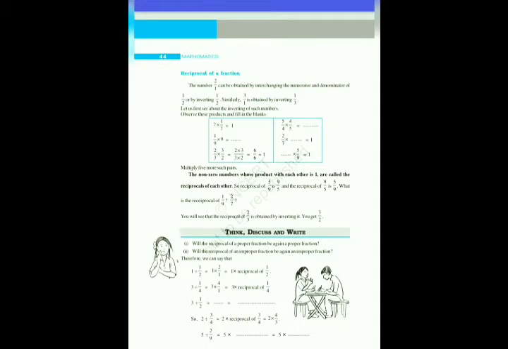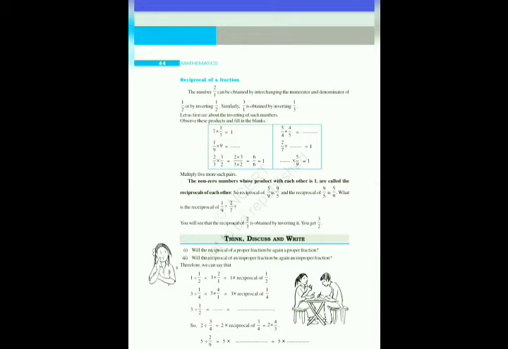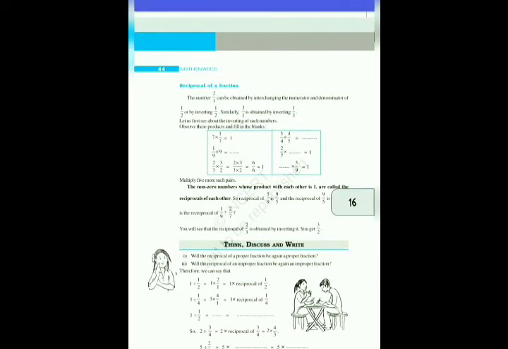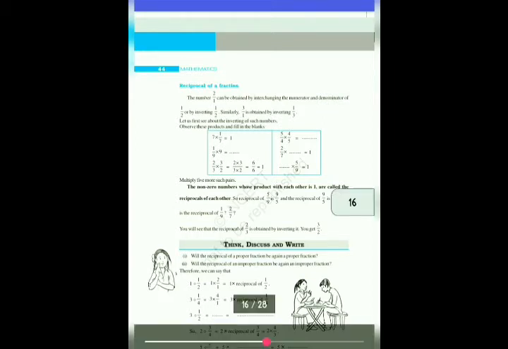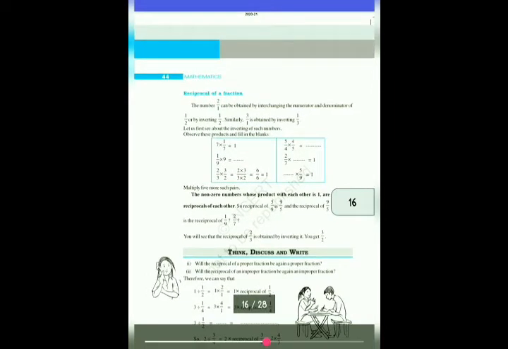The reciprocal of a fraction. We know that the number 2 by 1 can be obtained by interchanging the numerator and denominator of 1 by 2. Interchanging means our numerator becomes the denominator and the denominator becomes the numerator. We can write 2 by 1 after the interchanging as 1 by 2 inverted. Similarly, we can write 3 by 1 as obtained by inverting 1 by 3.